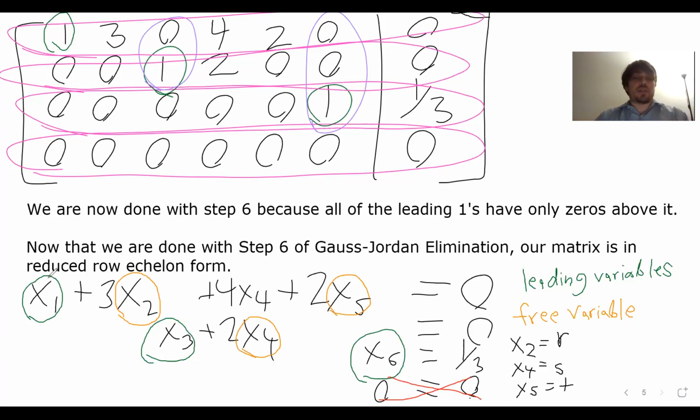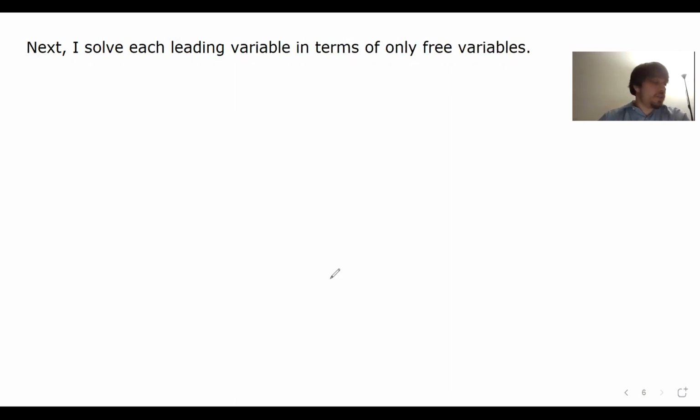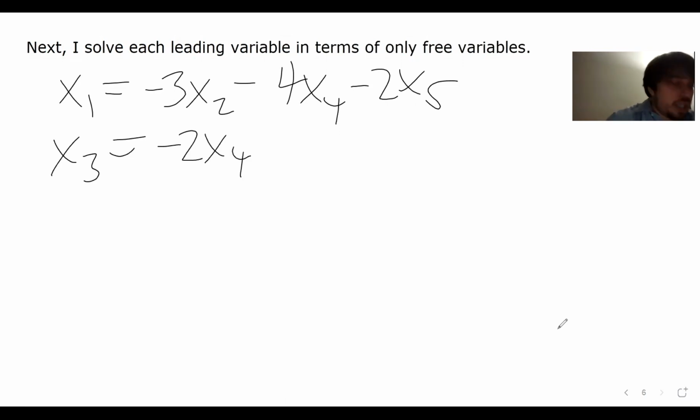Okay, so then what I'm going to do is solve each leading variable in terms of only free variables. So when we do that, we have x1 is equal to -3x2 minus 4x4, and then minus 2x5. We have x3 is equal to -2x4, and then we have x6 is equal to 1/3.